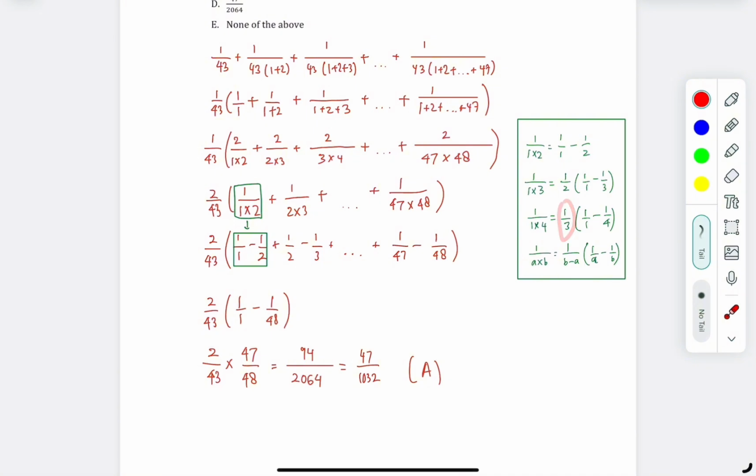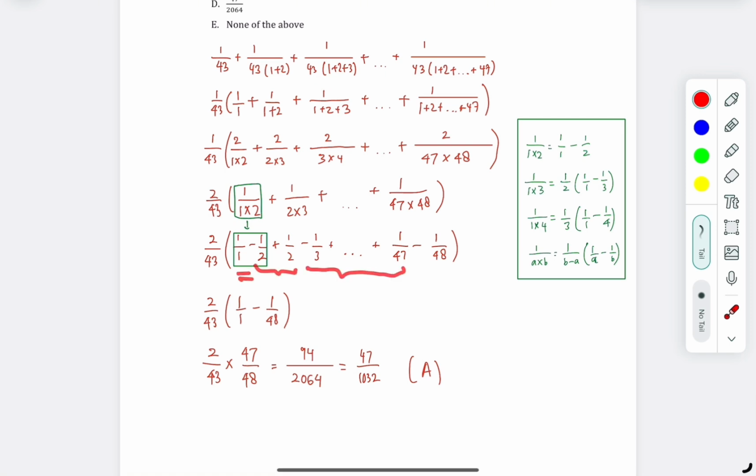So over here we can conclude that 1 over A times B can split into 1 over A minus 1 over B, but I have to multiply with 1 over the difference. Okay, so since all the difference here is 1, I can safely split them into the fractions just by looking at their denominator. 1 over 1 minus 1 over 2, 1 over 2 minus 1 over 3, and so on and so forth, until the last part is 1 over 47 minus 1 over 48. Okay, then we realize that everything else in the middle is going to be 0.